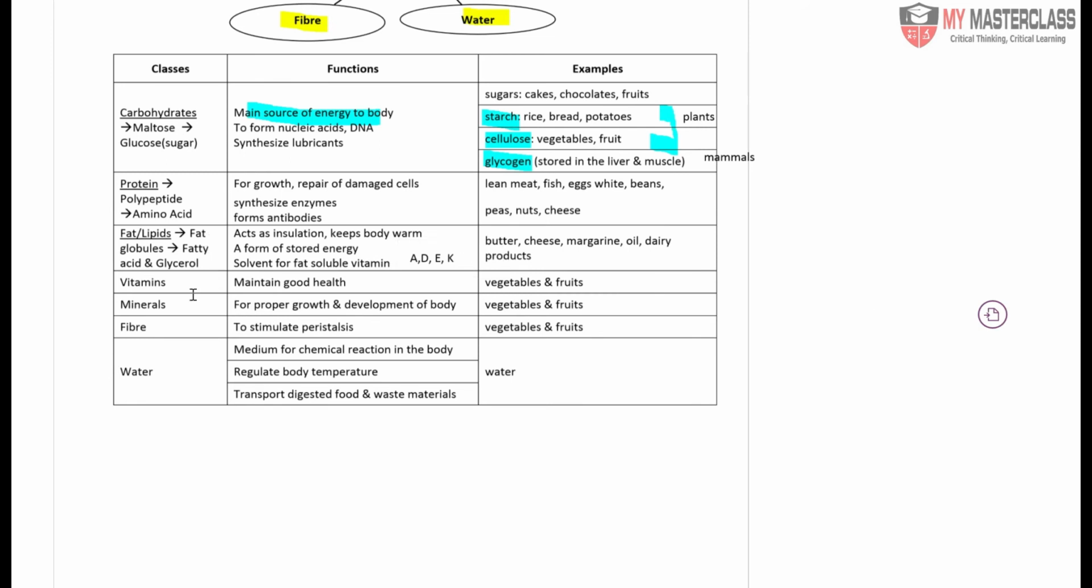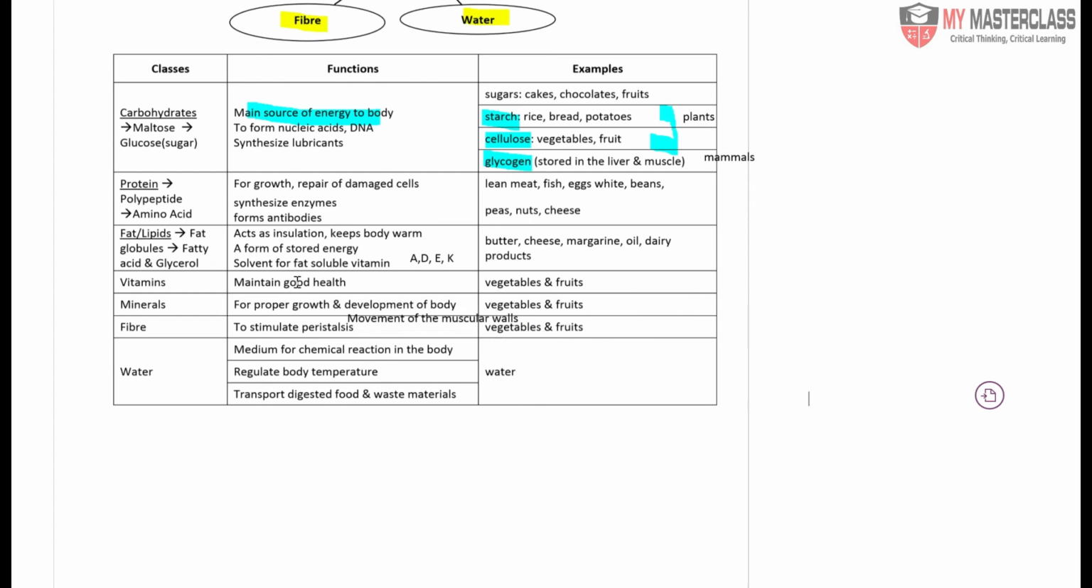Vitamins and minerals are for proper growth and development. Fiber is to stimulate peristalsis. Peristalsis is simply movement of the muscular walls, in the small intestine and the large intestine mainly. The large intestine mainly will require fiber to ensure that there is good bowel movement.